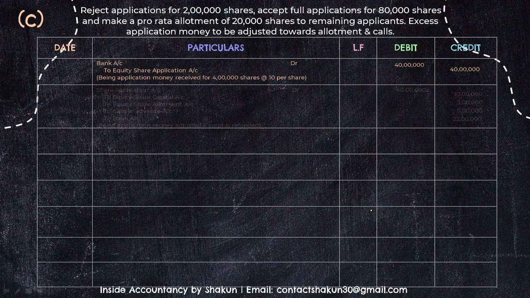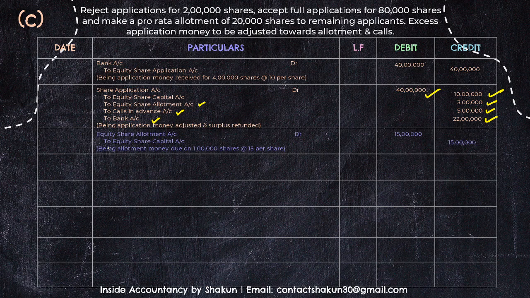Okay, so the next entry would be share application account DR, again 40 lakh. Now, since in this question we had transferred to allotment also, calls also, and bank also, that's why we have written here. So in the statement that we made, whichever columns you have money in, you will be putting it here. Say for example, in this question, nothing was adjusted on calls. We wouldn't have written the calls here then. Okay. So we've put the amounts that we calculated from the table: 40 lakh, 10 lakh, 3 lakh, 5 lakh, and 22 lakh. Then we'll pass the entry for due of the allotment money, which we have passed previously also.